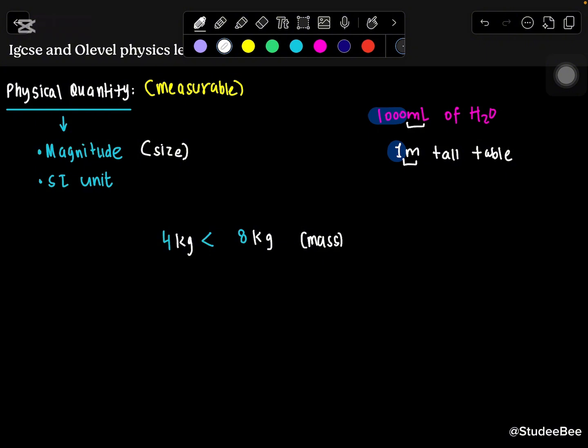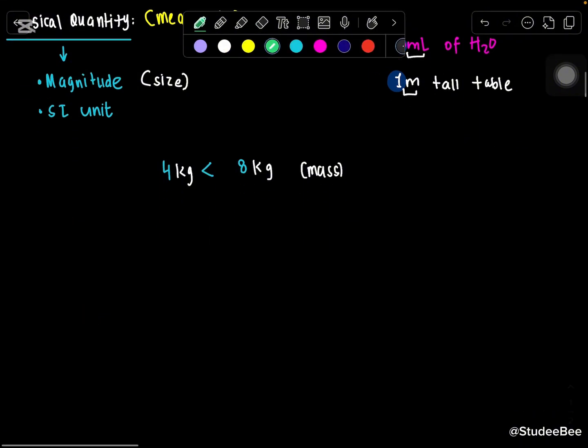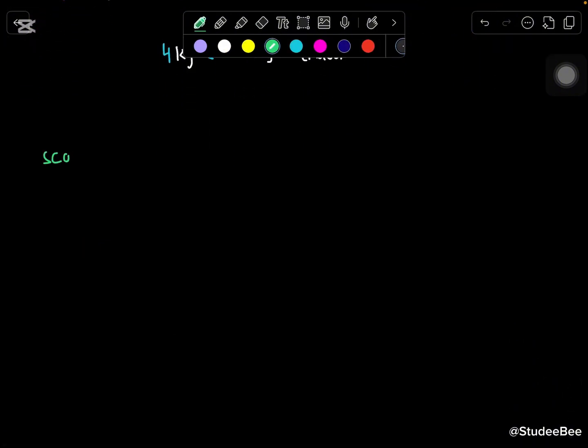Now let's hop onto the types of physical quantities. We have two types of physical quantities. The first one is a scalar. What I can do is write scalar on the left side and vector on the right side. Since both of them are physical quantities, both of them have the characteristics of a physical quantity, which is an SI unit and magnitude. So both of them have a magnitude and an SI unit.